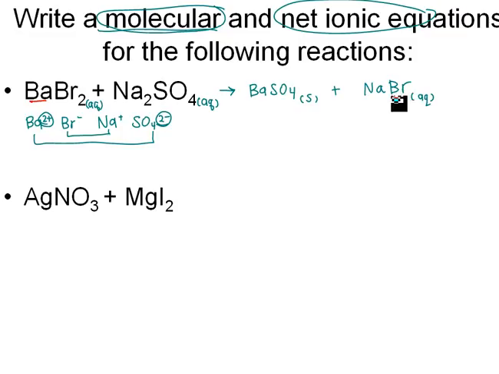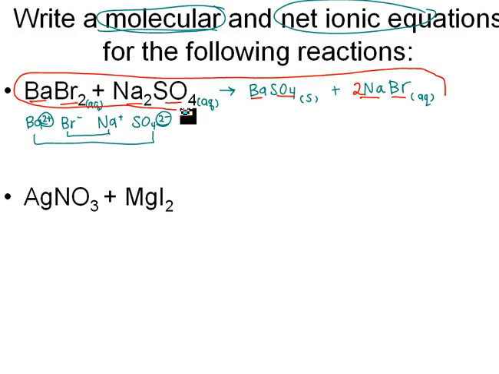One barium here. I have 2 bromines, so I need a 2 right here. The barium was right there earlier. So I have 2 sodiums on the right side, 2 sodiums on the left side, 1 sulfate, 1 sulfate. So this is your balanced molecular equation, this top part that we just did.